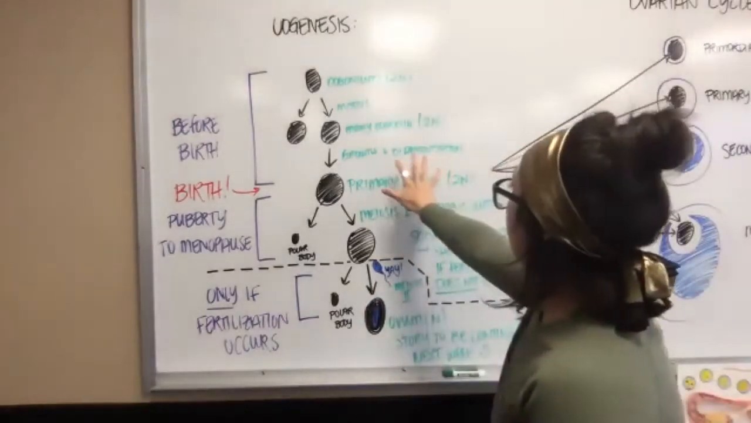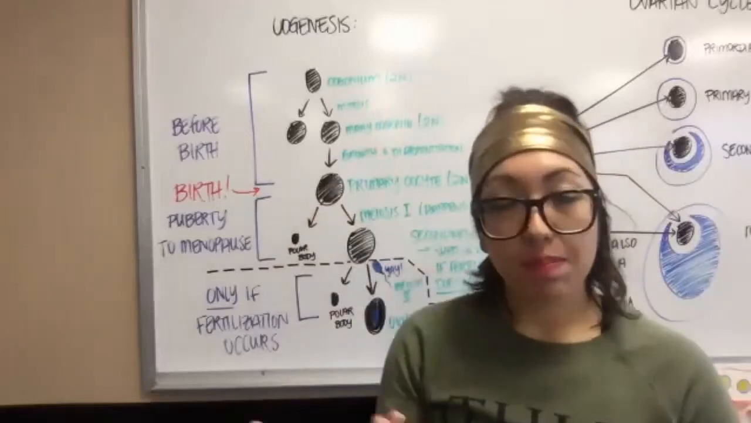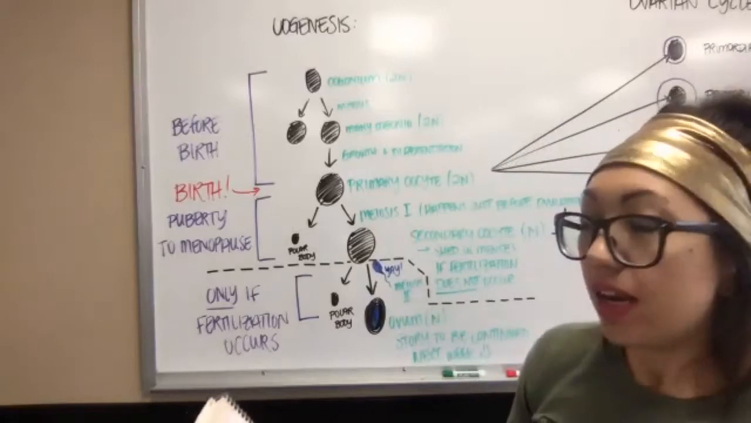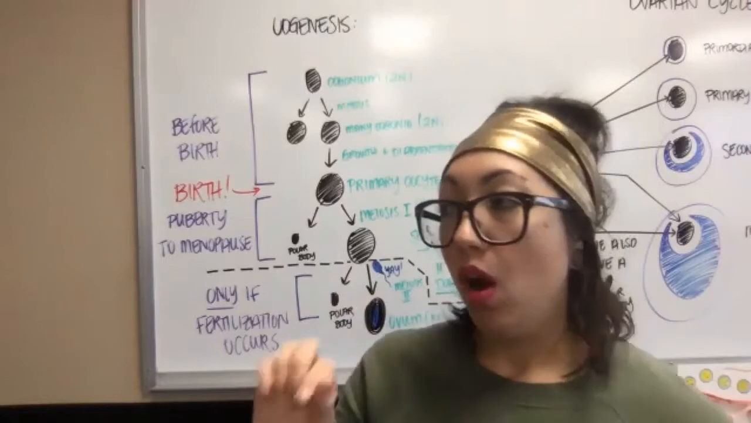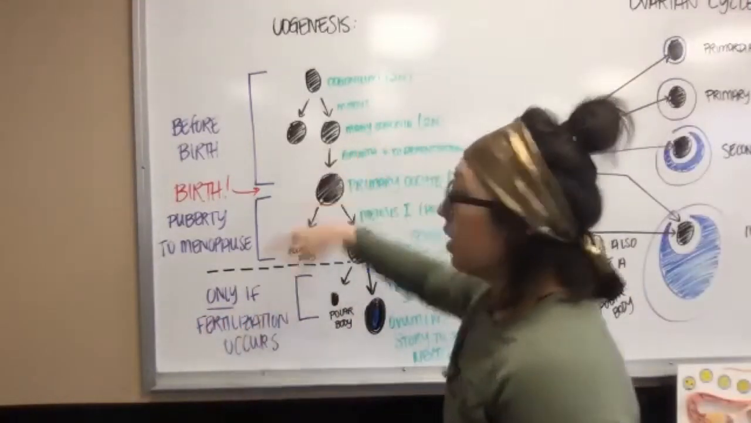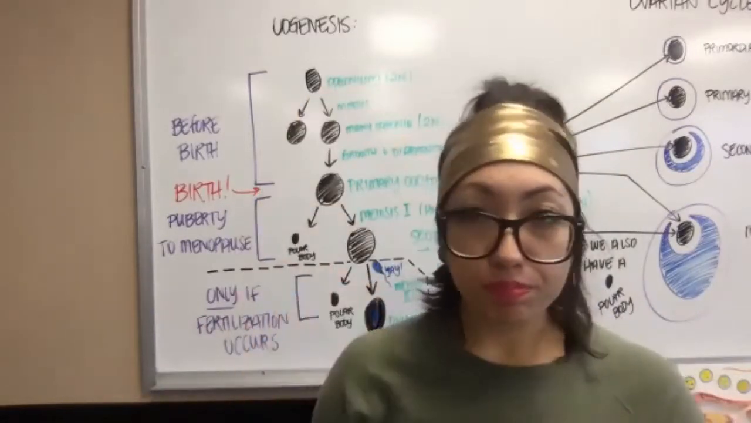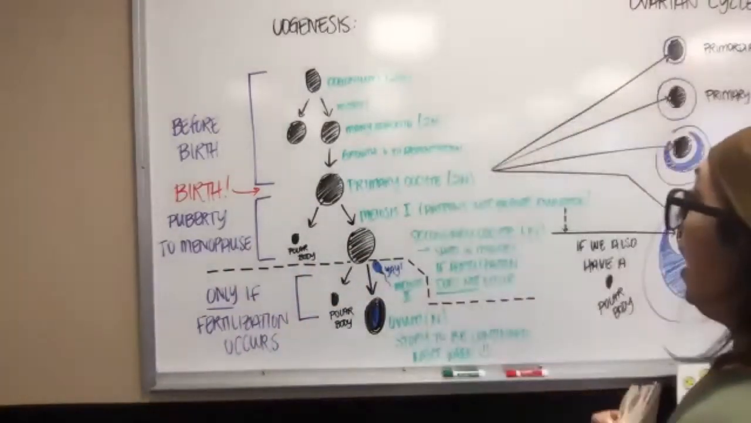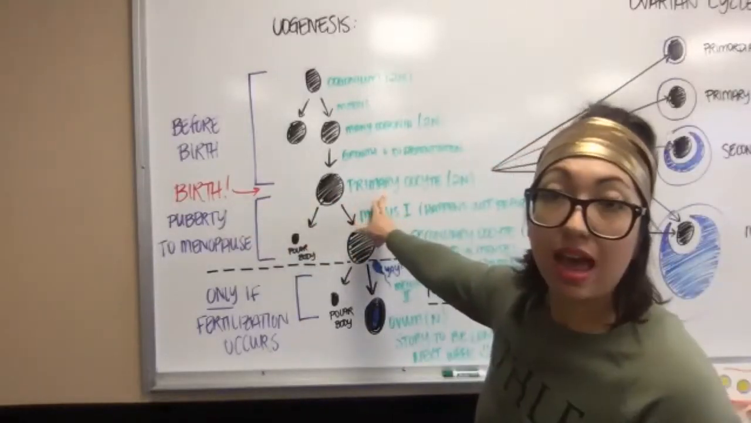We're going to have growth and differentiation, and they will end up becoming what we call primary oocytes. Now notice that the primary oocytes are still diploid. All we're saying is that this oocyte has matured a little bit while it's been developing inside the ovaries. And this is what a little girl has at birth.